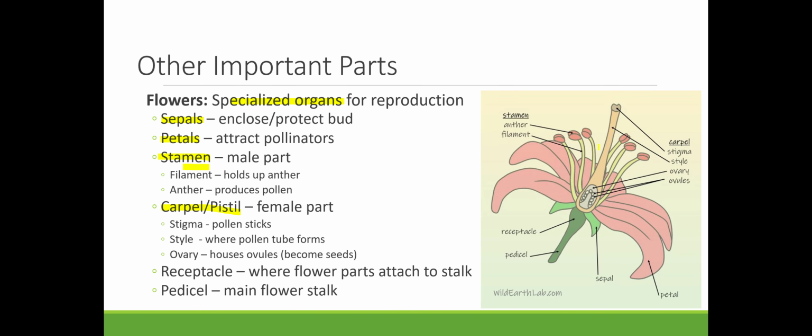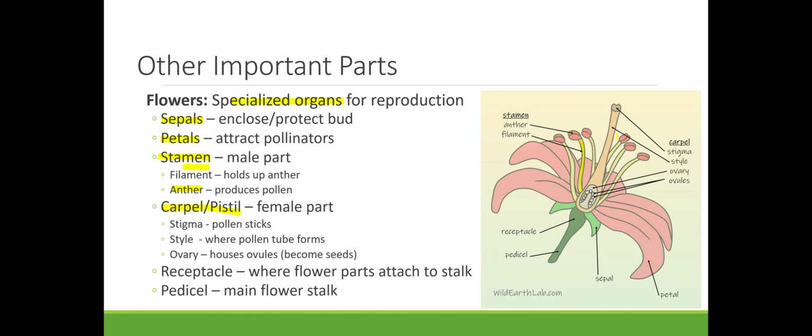And the stamen consists of the filament, which pretty much just holds up the anther. And the anther is going to be the important part because that's where your pollen is produced. And if you go back to our last lesson where we covered alternation of generations, the male producing gametophyte was known as the antheridia. So the anther is going to be the pollen producer or the gamete producer of our flower.